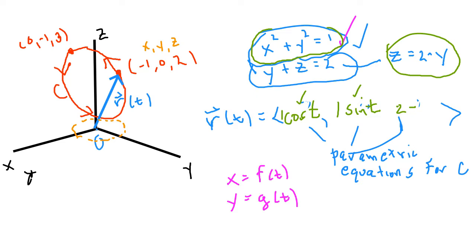Well, what is y? Right, that's right, Logan, Mary, and Brand. Absolutely. It's going to be 2 minus the sine of t.